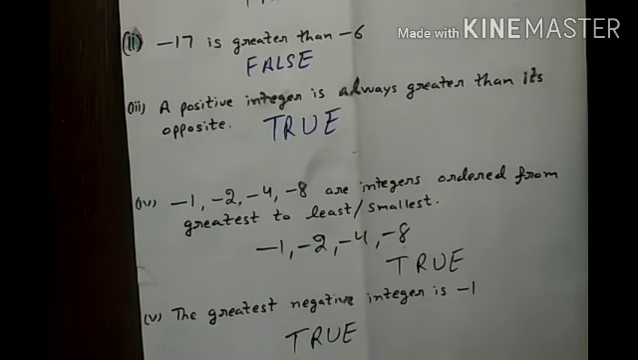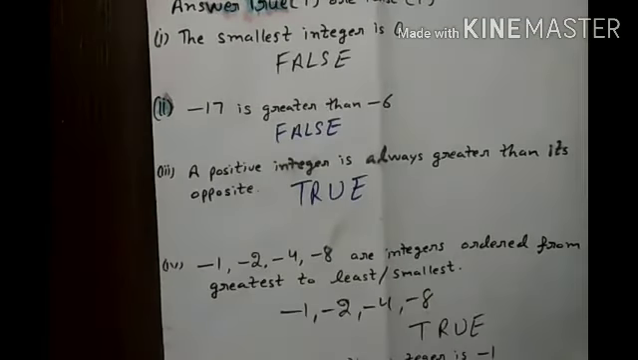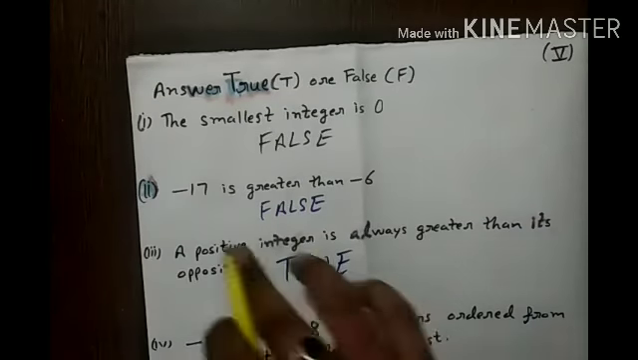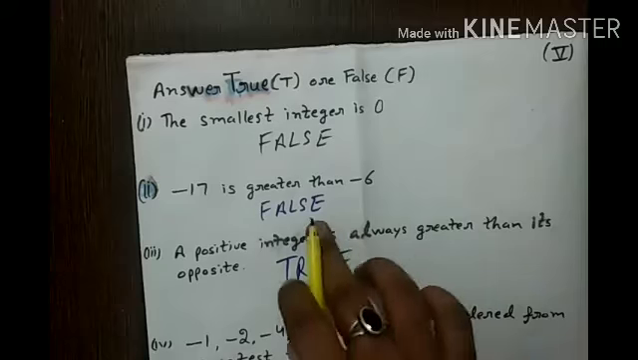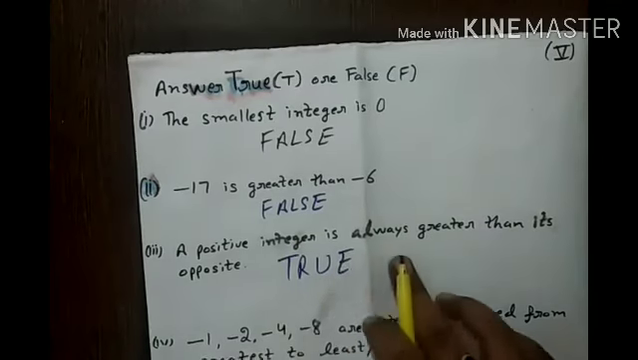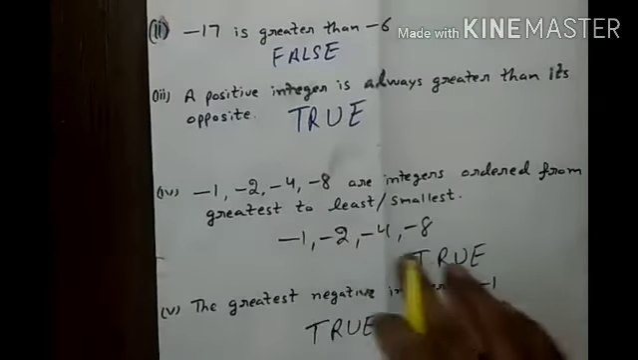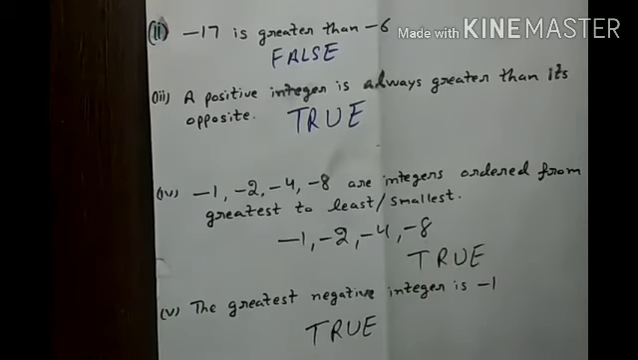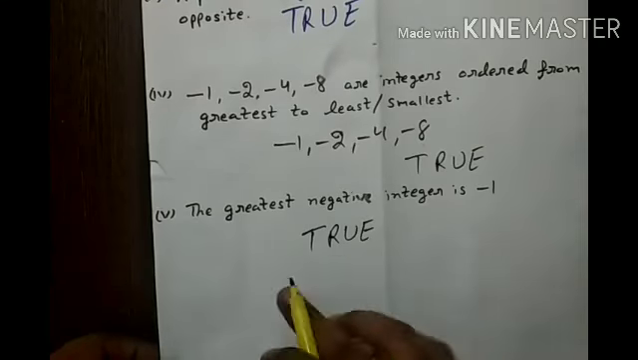So, in this part, we have verified the given statements with the help of number line. The smallest integer is 0. That's false. -17 is greater than -6. That's also false. The positive integer is always greater than its opposite. That's true. And here we have verified the ordered list of negative integers. The greatest negative integer is -1. That is true.